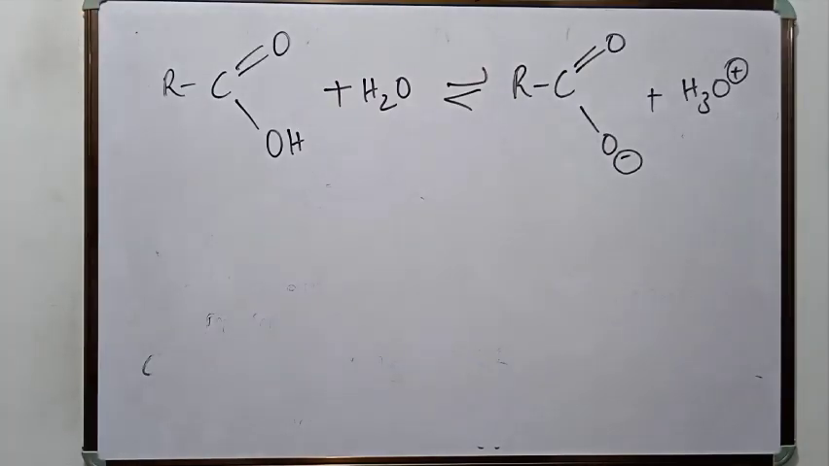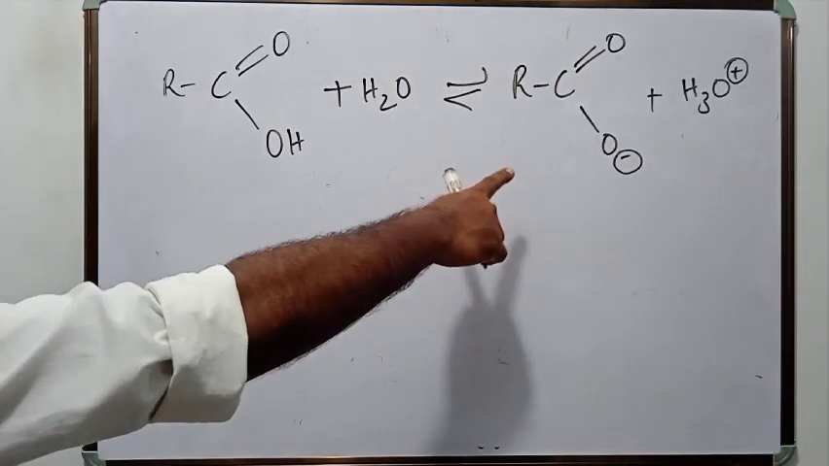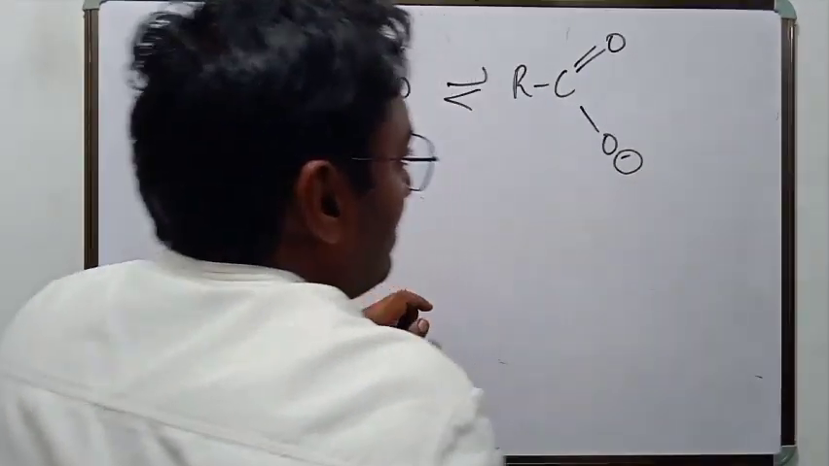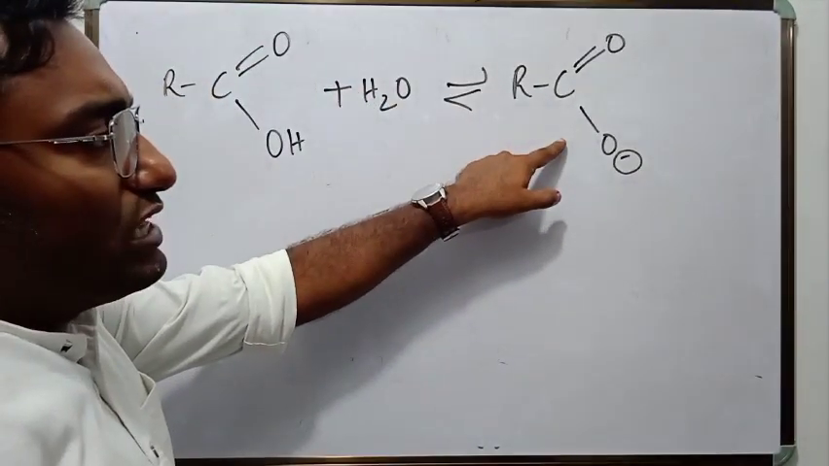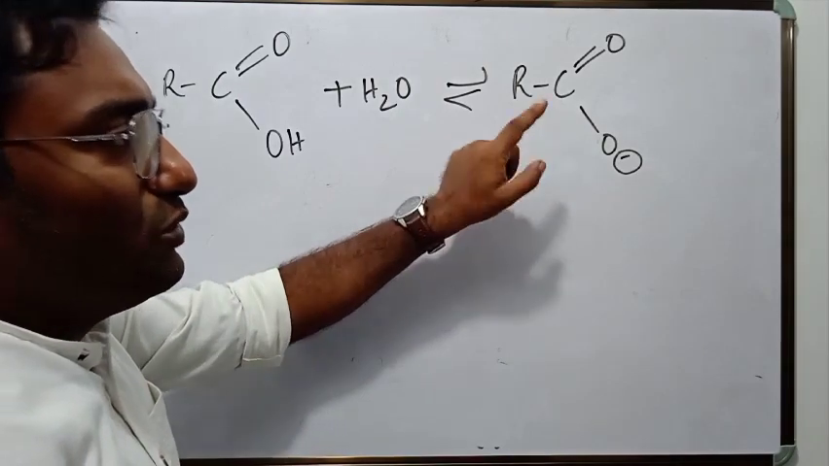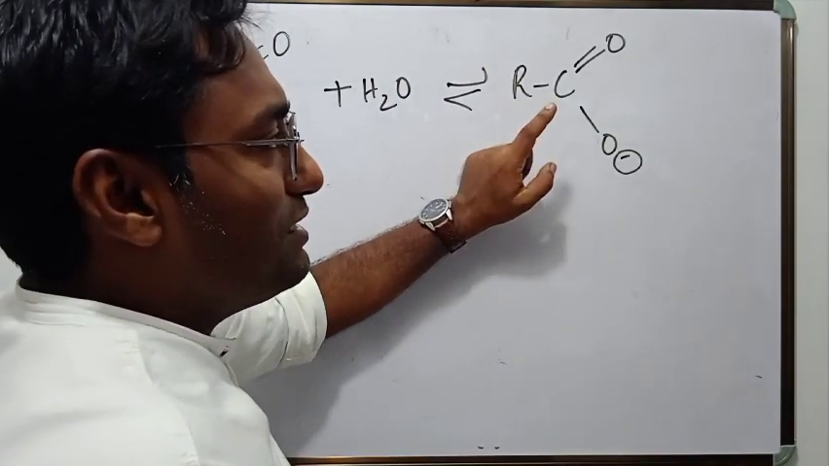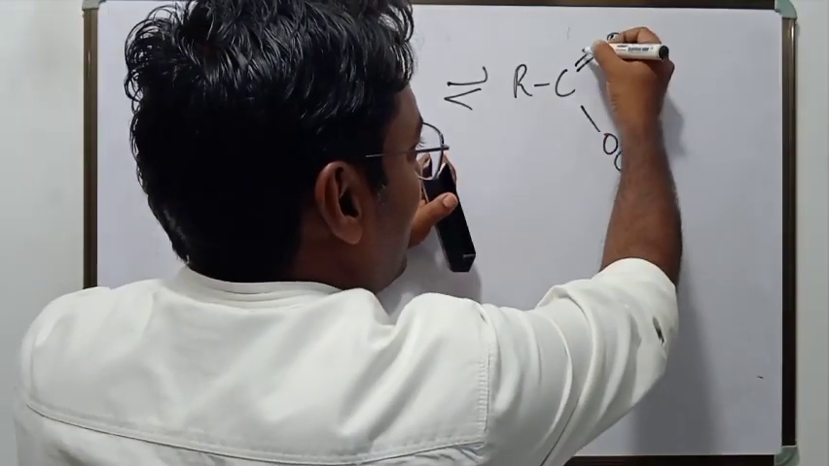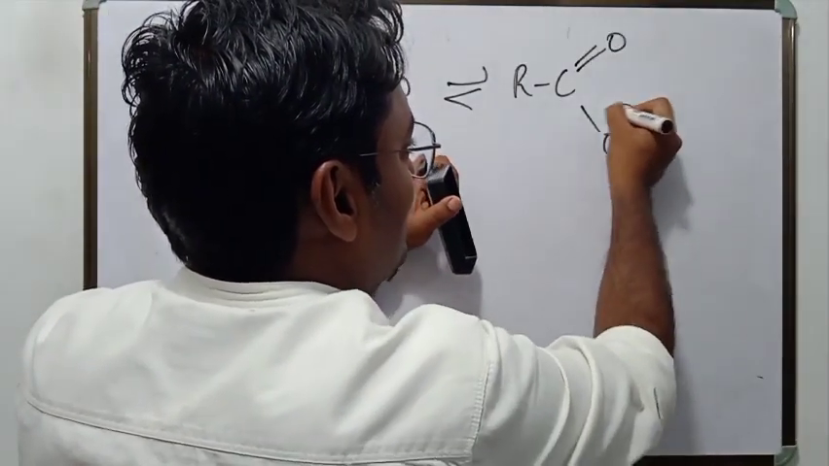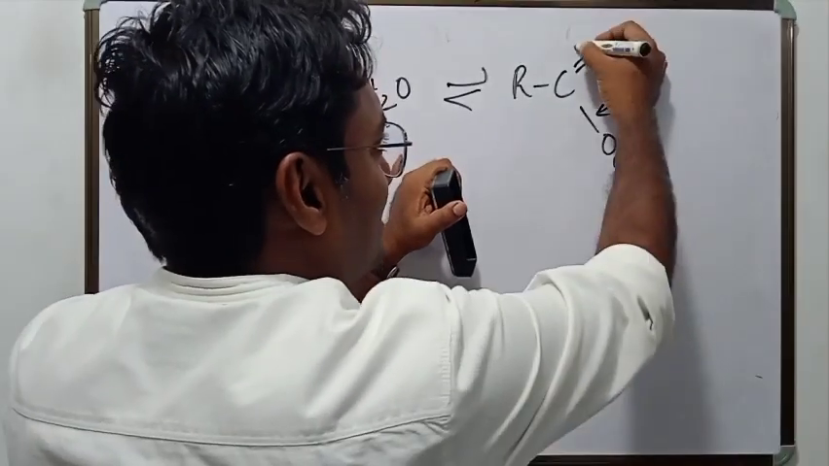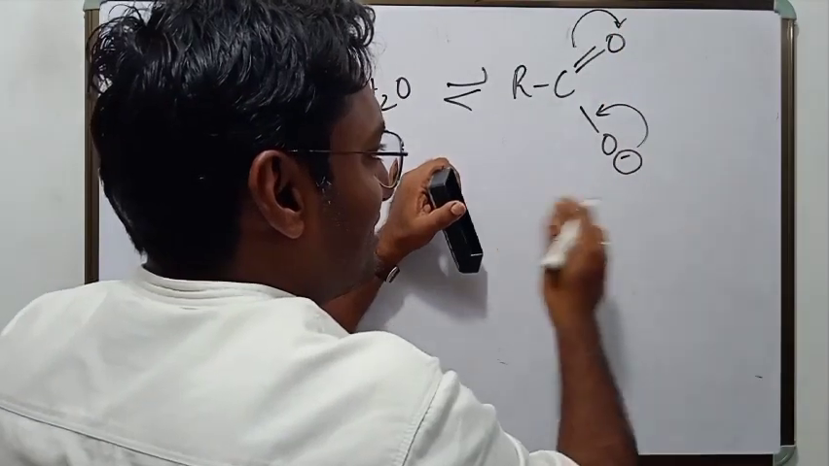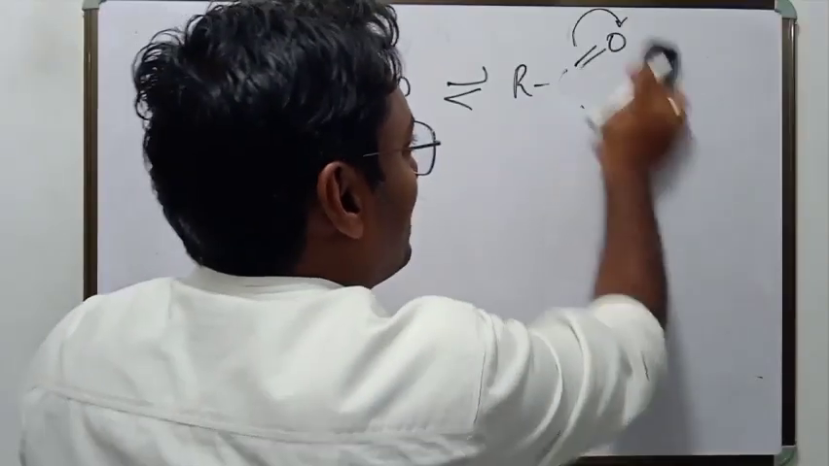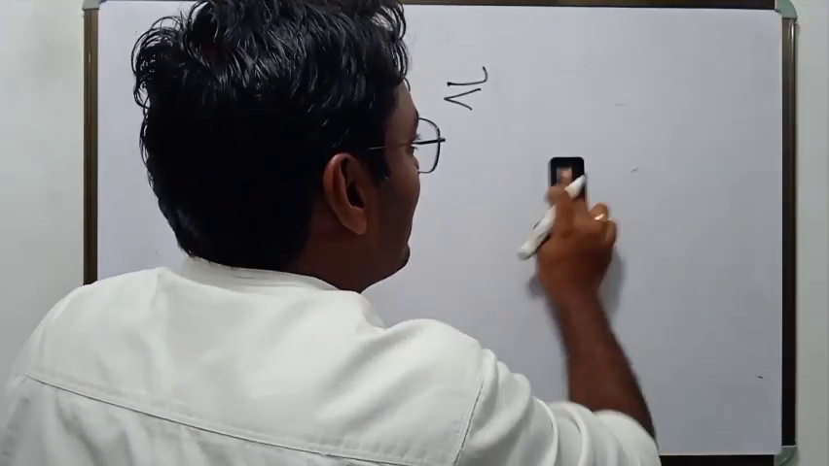Now, the carboxylate, let me rub the H plus here. Is this the correct structure for the carboxylate salt? No. Does it represent two structures? No. Why? Because sometimes this is right and sometimes this will go here. I have explained this. So it is a combination of both these structures. So the correct structure is actually a resonance hybrid structure.